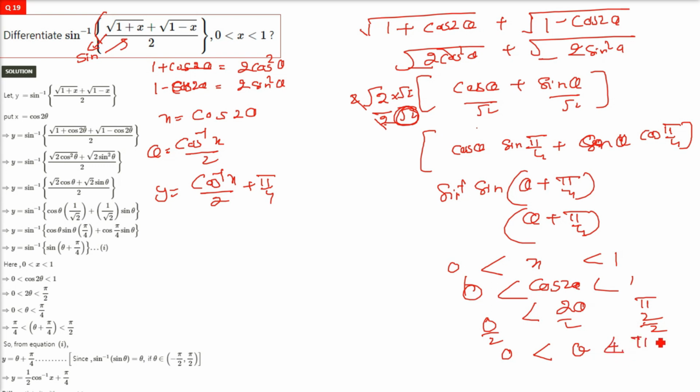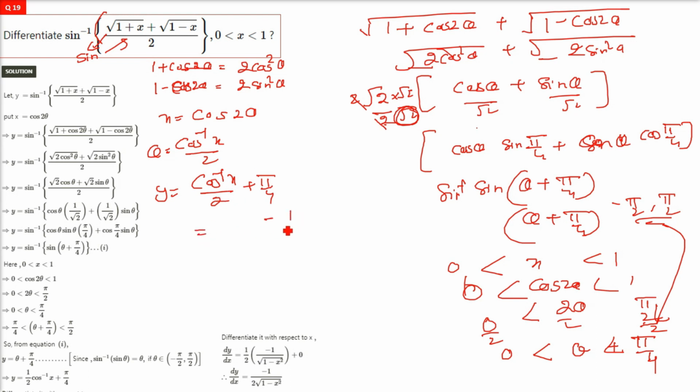Pi by 4. Now you need pi by 4 also, because you have to add pi by 4, since we are checking for theta plus pi by 4. The range is minus pi by 2 to pi by 2 if you want to cancel sin and sin inverse. So to this theta you have to add pi by 4, and when you add pi by 4 it will be between 0 and pi by 2. I have not added, I am just saying this will be between 0 and pi by 2. Now let us differentiate this: cos inverse x by 2 gives minus 1 by under root 1 minus x square by 2. Pi by 4 will be 0.